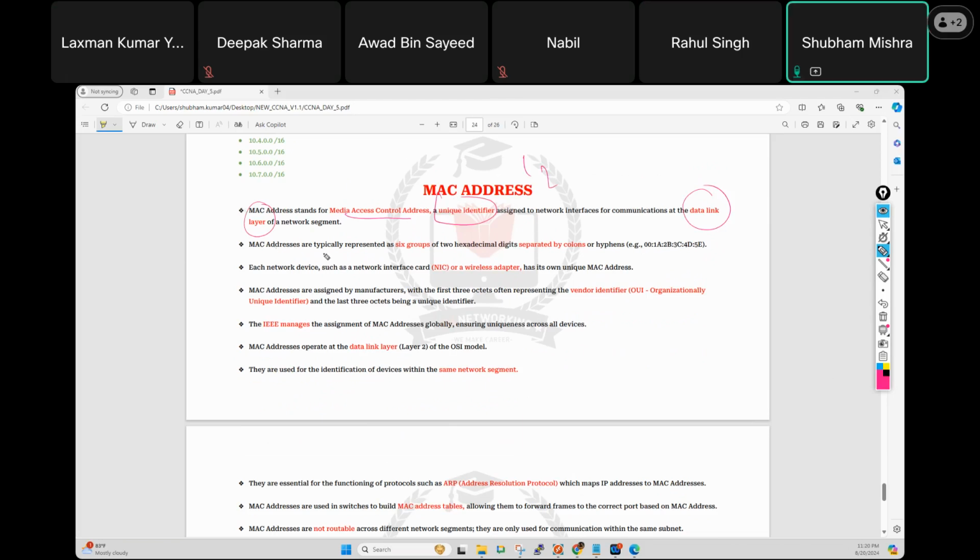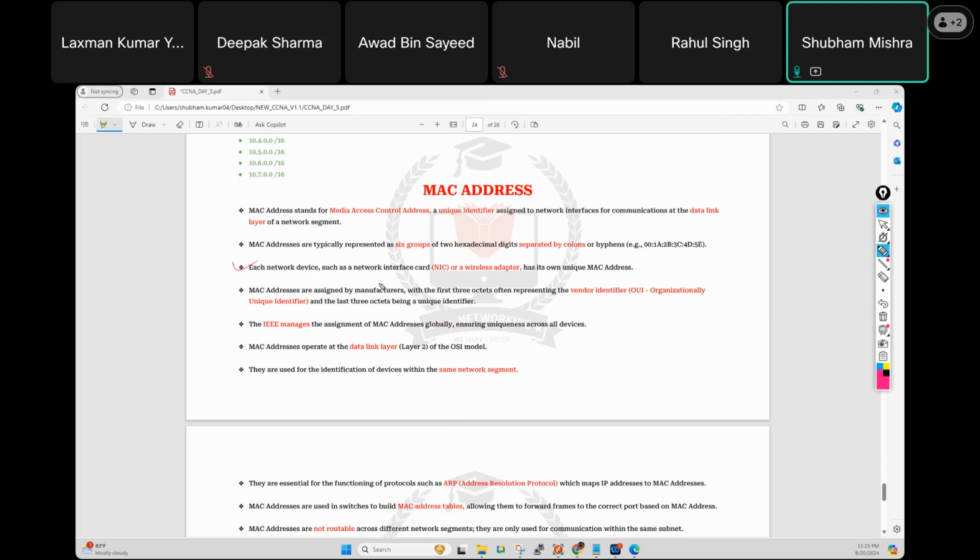Now, MAC addresses are represented in 6 groups. This is an example of a MAC address. How many groups are there? 1, 2, 3, 4, 5, and 6. IP address is separated by dot. In an IP address, every octet is separated by dot. But in case of MAC address, they are separated by colons. IP address is written in decimal form, but MAC address is written in hexadecimal.